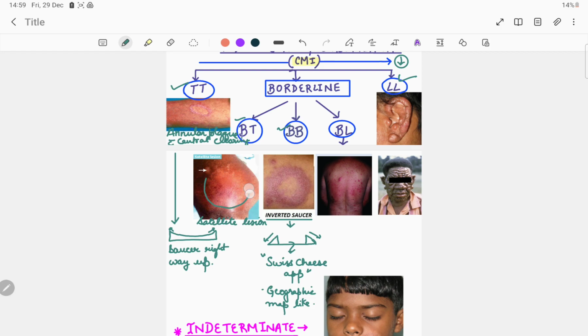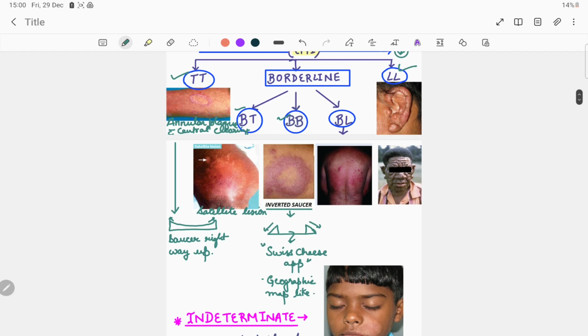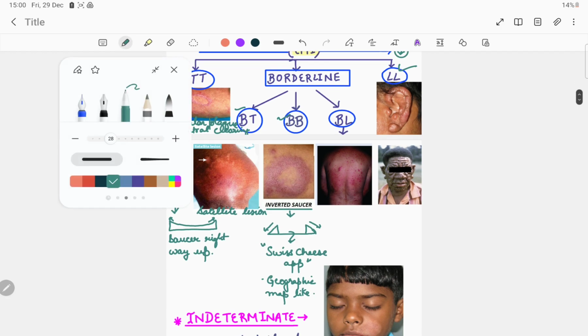So here there are both ill-defined and well-defined lesions. Like in the TT pole, you'll see only and only well-defined lesions, like this lesion is properly well-defined. Here in BT, you'll see both ill-defined and well-defined lesions. This is an ill-defined lesion, and on the periphery of it lies the satellite lesion, which is quite well-defined. So this is a hallmark of the BT type of variant.